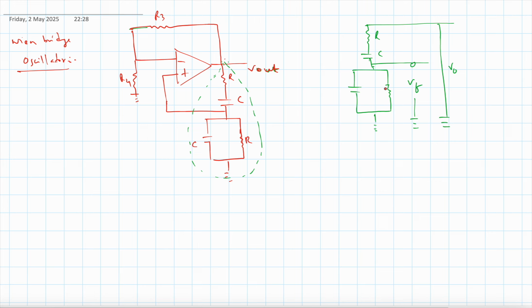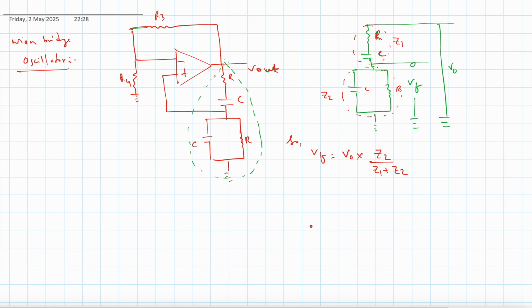Now let's analyze this one. This is R, this is C, this is R, this is C. In Z terms, this total will be what? Our Z2, and this will be Z1, and so VF will be V naught multiplied by Z2 by Z1 plus Z2.